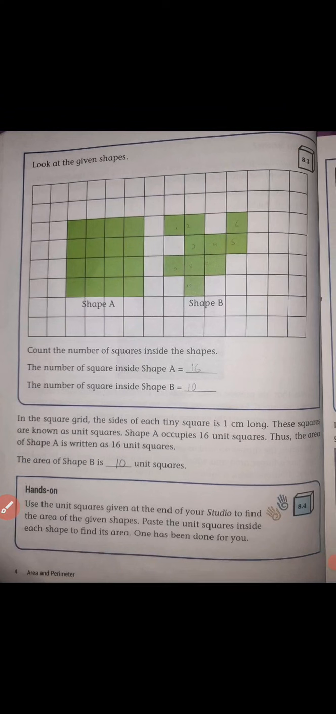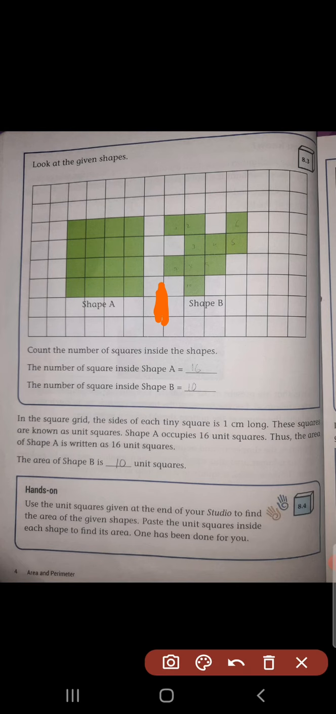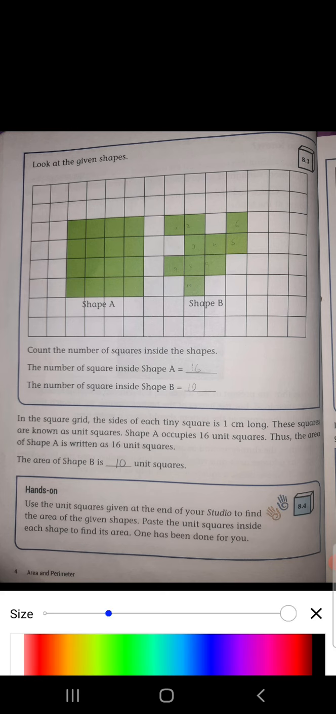So these squares are known as unit squares. The squares are 1 centimeter. We call them unit squares. So shape A occupies 16 unit squares. Thus the area of shape A is written as 16 unit squares. Next, the area of shape B is 10 unit squares.